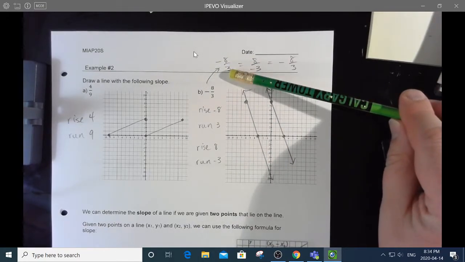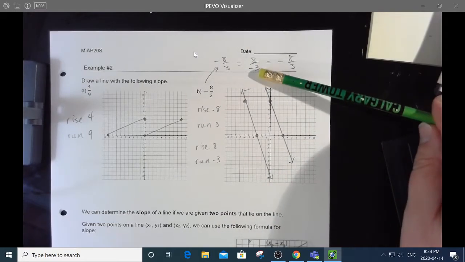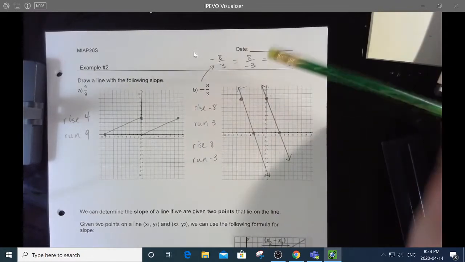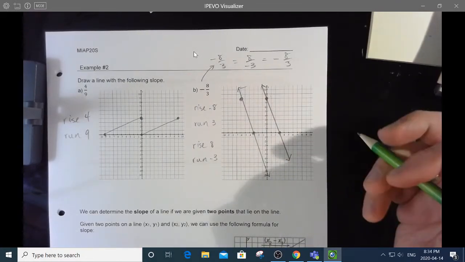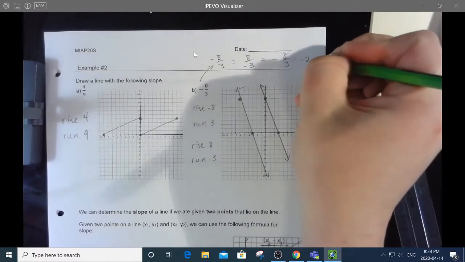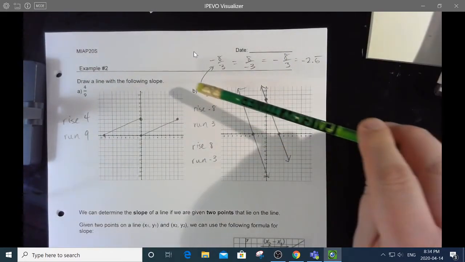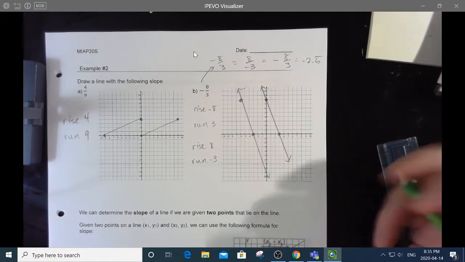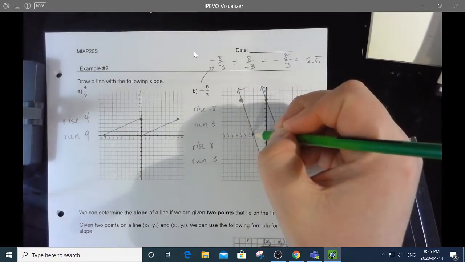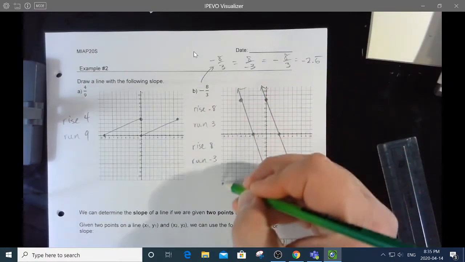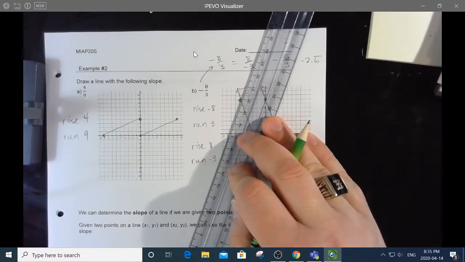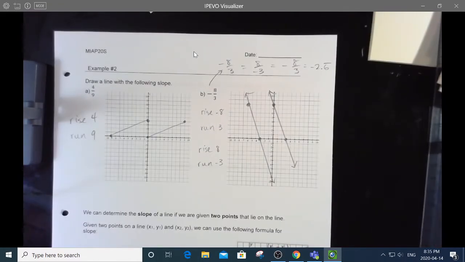Negative 8 divided by 3 would be negative 2.6 repeating. 8 divided by negative 3 would be negative 2.6 repeating. And if I took 8, divided it by 3, and then slapped a negative in front, I'd get negative 2.6 repeating. They all equal the same thing. So it doesn't matter whether I put the negative on the rise or the run, as long as I only use it once. If I did a negative rise and a negative run, my line would be positive, because a negative divided by a negative is positive. So keep that in mind.